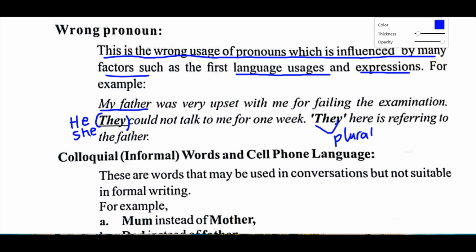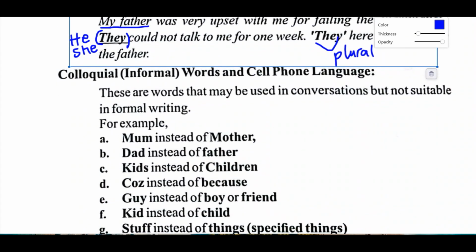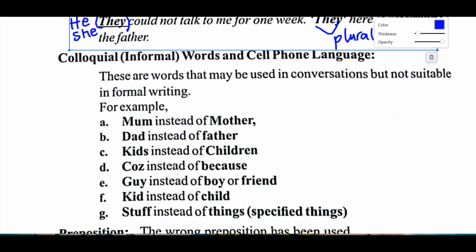So we move on to what we call colloquial. So colloquial, these are words that are considered to be informal. They are not wrong, but they are not advised to be used for academic purposes. So we are looking at informal words and cell phone language, which simply means that they are okay if you are just doing a conversation, or during a cell phone call. These are okay.